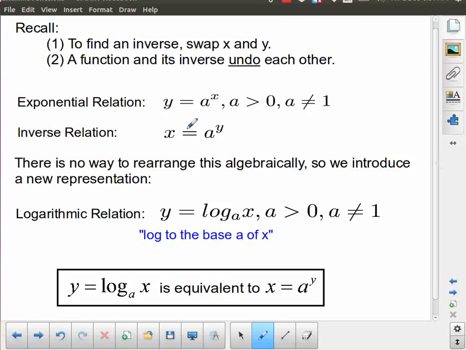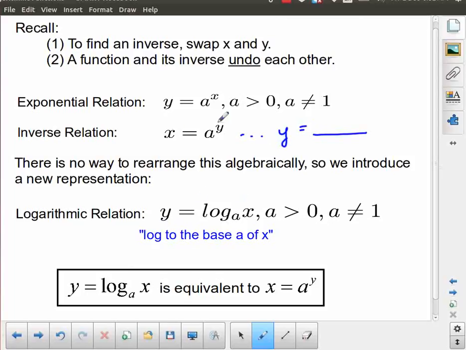We swap the x and the y. So y equals a to the x becomes x equals a to the y. But unfortunately, we have no algebraic method for rearranging this. There's no operation that we know of as yet that can let me, first of all, take this y out of the exponent and bring it back down, because from here, my goal is to rearrange it into something y equals. So what Napier essentially did was to say, I'm going to have to redefine something.